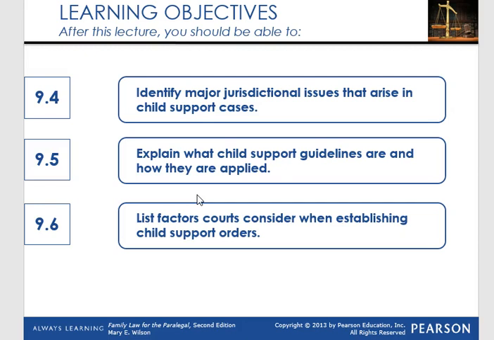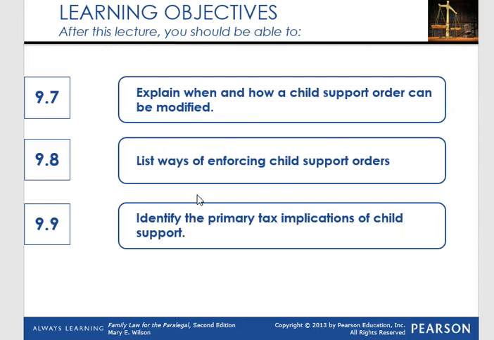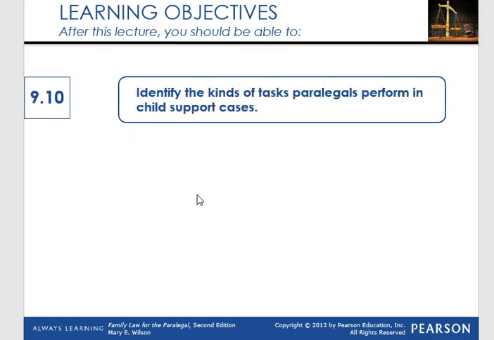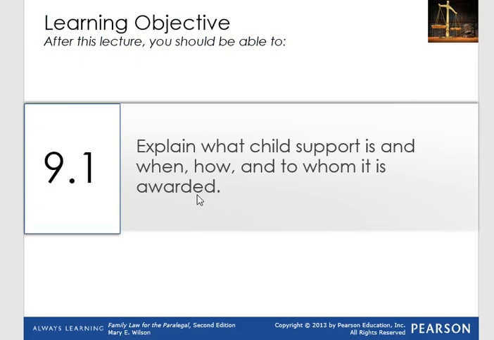Identify major jurisdictional issues that arise in child support cases. Explain what child support guidelines are and how they are applied. List factors courts consider when establishing child support orders. Explain when and how a child support order can be modified. List ways of enforcing child support orders. Identify the primary tax implications of child support and identify the kinds of tasks paralegals perform in child support cases.